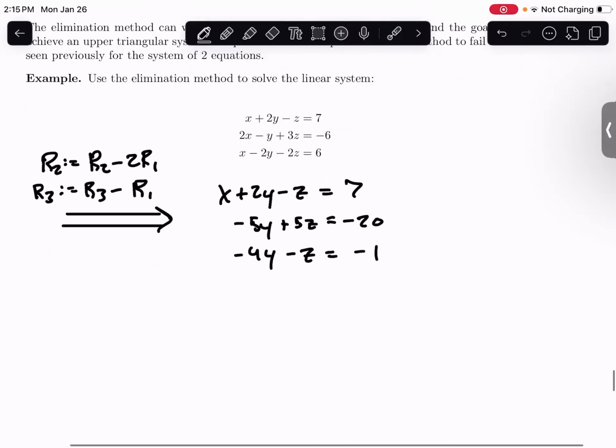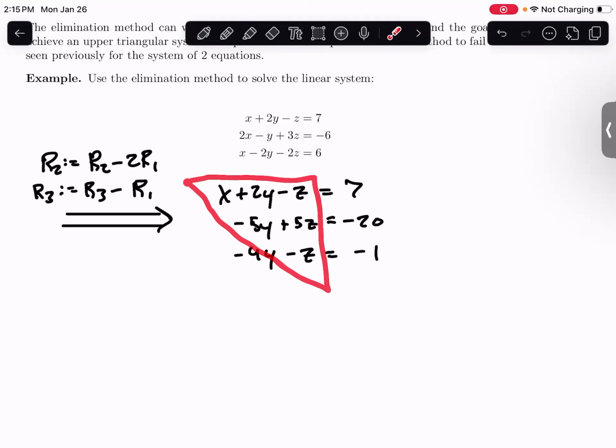The only thing we need to do now to put this in upper triangular form, the reason why it's called upper triangular form is I should be able to draw the hypotenuse of a triangle and it captures the variables we care about. Except the problem is we have this minus 4y that goes through the thing we cared about, right? All that's left is we just need to get rid of this minus 4y.